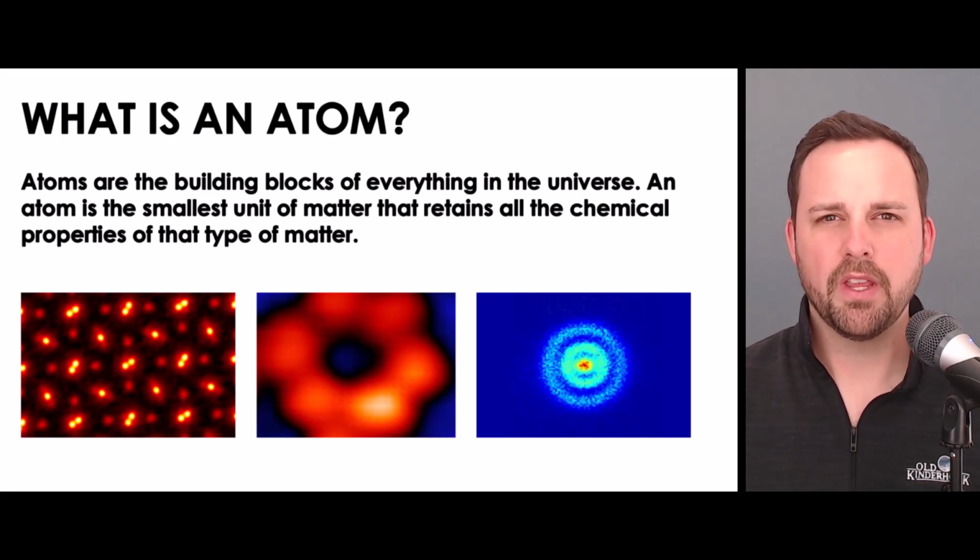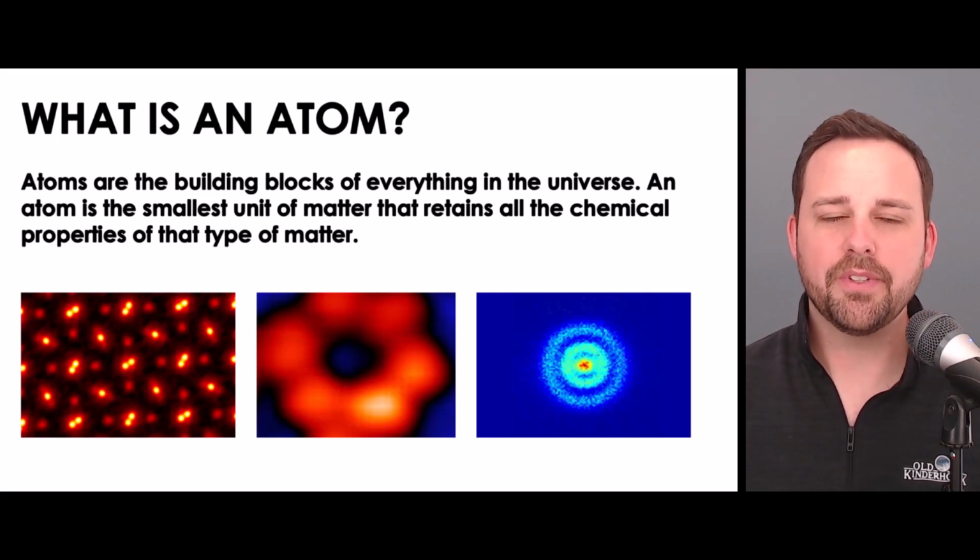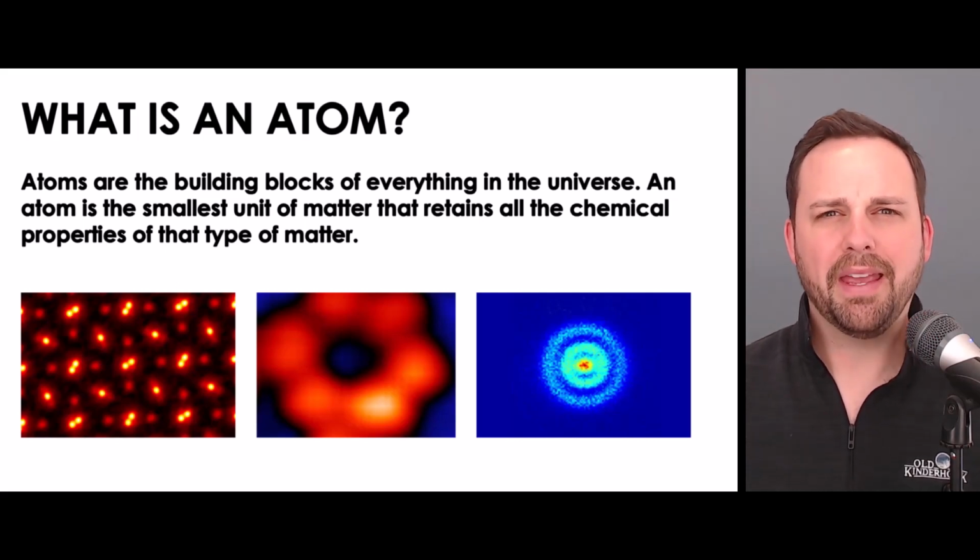Here's an example. If you took a block of gold and started to divide it into smaller and smaller and smaller pieces, eventually you'd get down to a single atom of gold that can no longer be divided. And if you did divide it, it wouldn't be gold anymore. That's basically how you can imagine an atom.